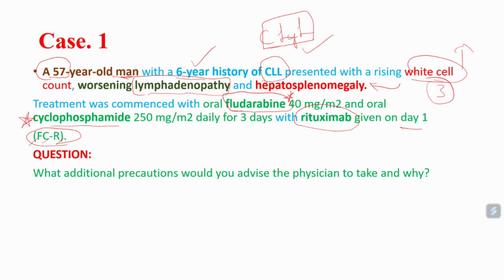Now, the question for this case is, if this patient is using these three drugs, being a clinical pharmacist, when the patient comes to us, what additional precautions will you give to the patient as well as to the physician? When the physician is prescribing these three drugs, what important counseling points will you advise to the patient as well as to the physician is the question. Okay, I think you all understood this case. Patient is male, 57 years. Patient is having chronic lymphoid leukemia for 6 years, and patient is having increased white blood cells, lymphadenopathy, hepatosplenomegaly, and this patient is treated with or prescribed fludarabine, cyclophosphamide, and rituximab. Okay, this is the case.